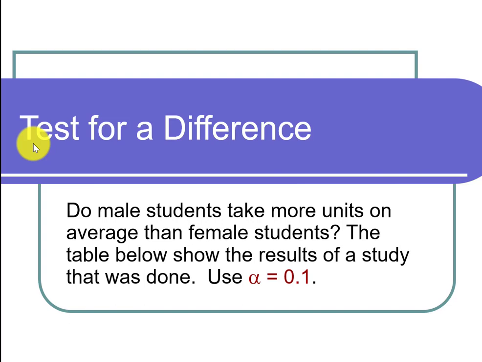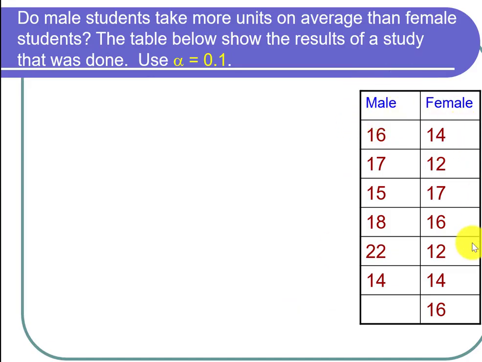This is a video on a hypothesis test for a difference. The question states, do male students take more units on average than female students? The table below shows the results of a study that was done. Use alpha equals 0.1. So here is the table of data that we have.